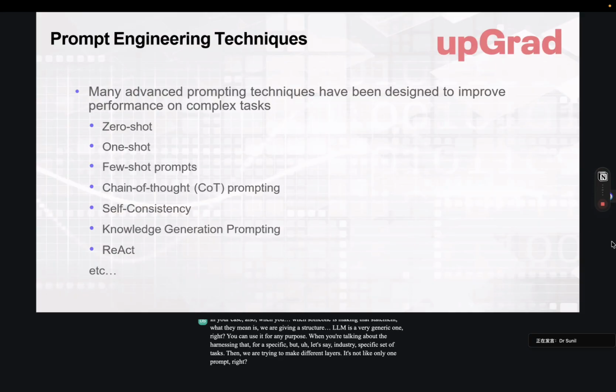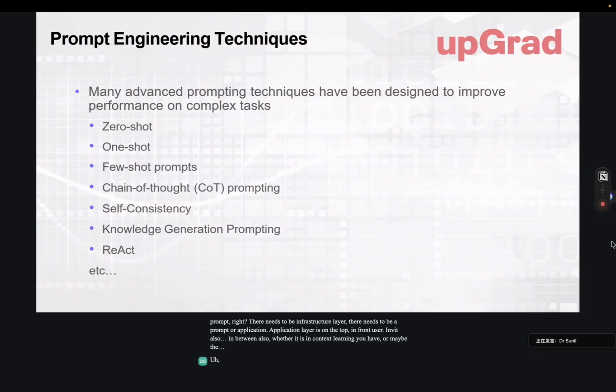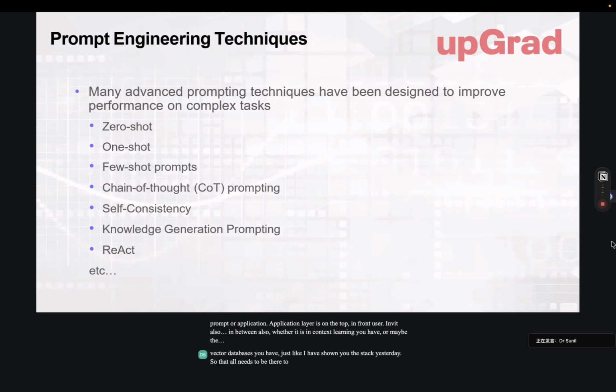There needs to be an infrastructure layer, and a prompt or application layer on the top. Infra is in between also, whether it is the in-context learning you have, or maybe the vector databases you have, just like I showed you in the stack yesterday. So all of that needs to be there to fulfill the requirement.